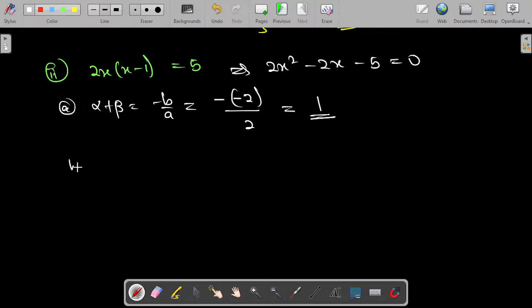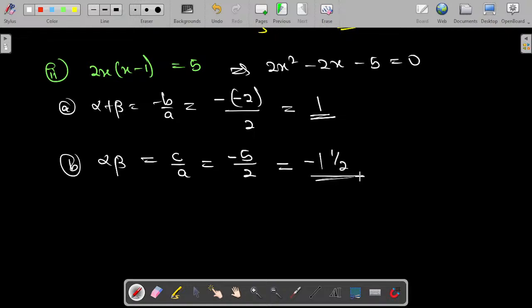And finally, you have the product of your roots, which is c over a, will be equal to negative 5 all over 2. And that will give us minus 1 whole number 1 all over 2, as the solution. And that is for the II of number 15.